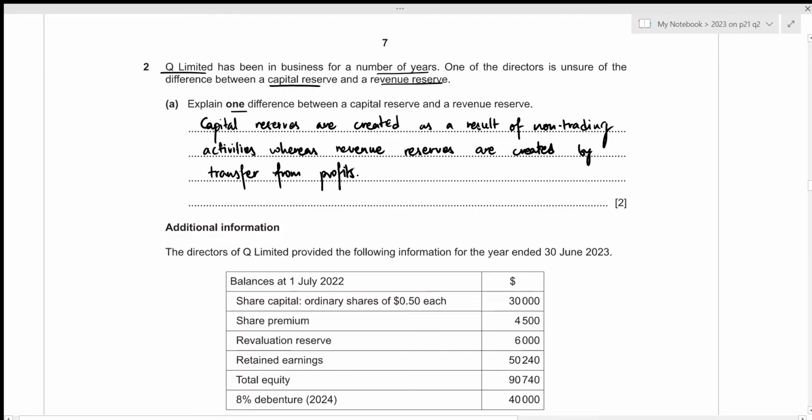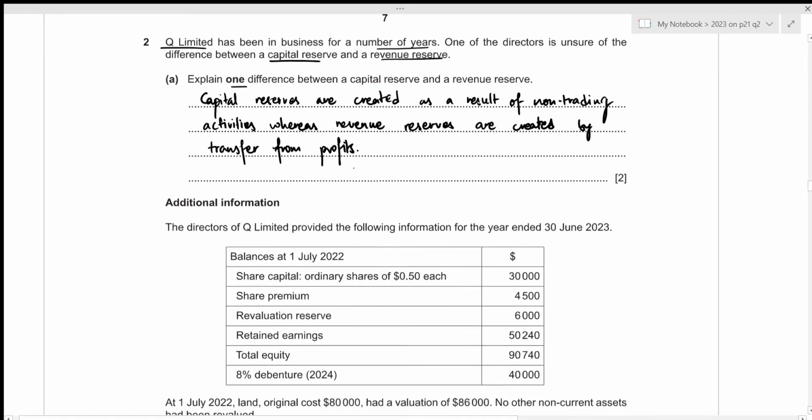And remember that the dividends can only be paid out of the profits, right? This is why we can only utilize our revenue reserves in order to distribute the dividends to our shareholders, because revenue reserves are created by those profits, whereas we cannot be utilizing our capital reserves because they are not created as part of the profits, which is why we cannot be utilizing our capital reserves in order to distribute the dividend to our shareholders. That's all for the first part.